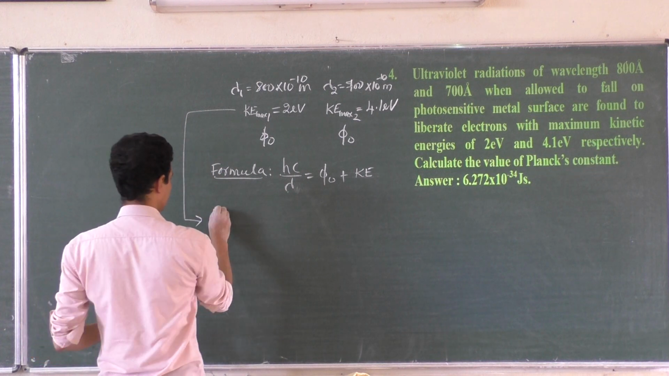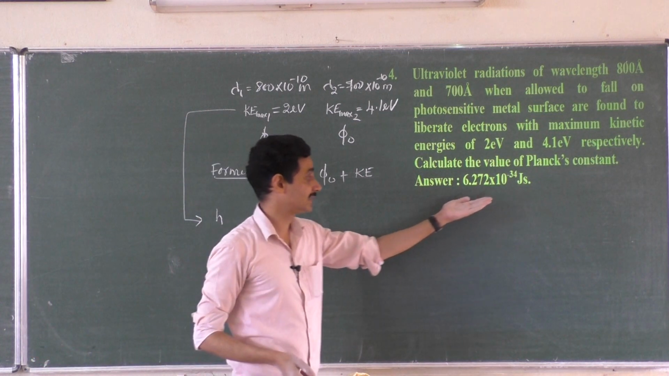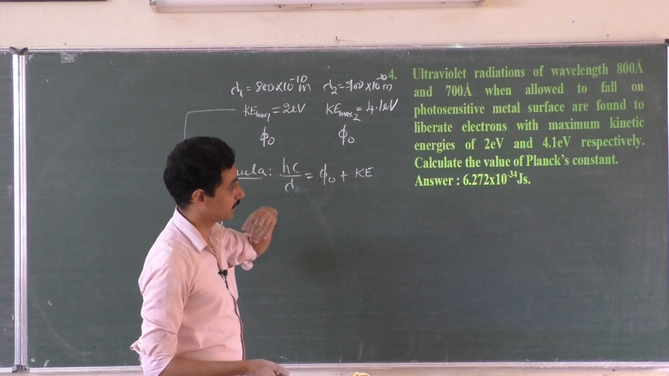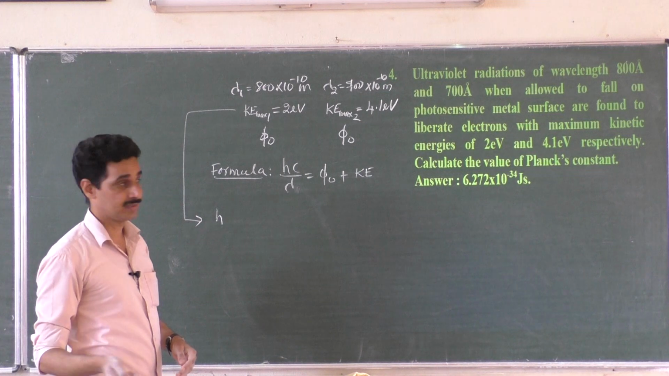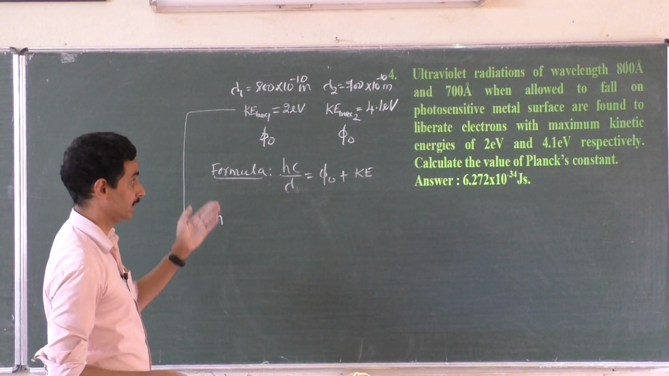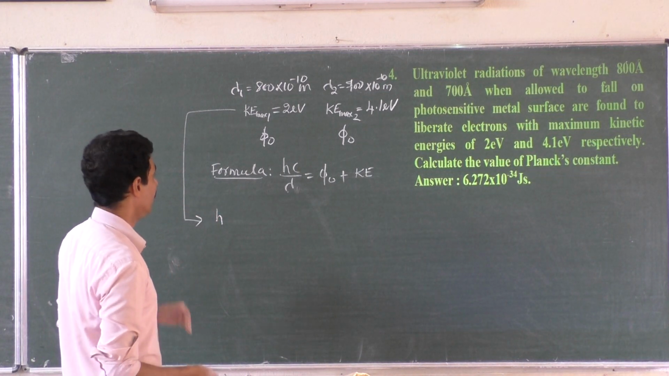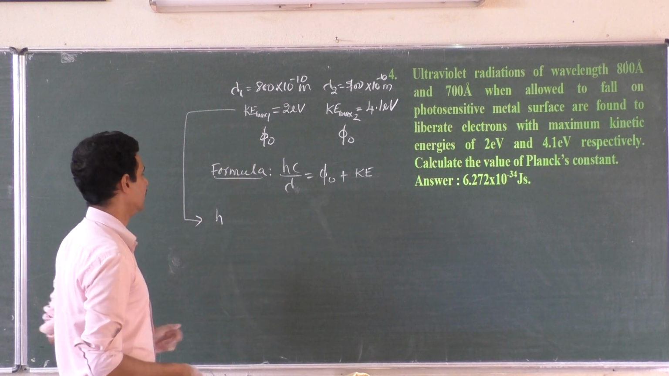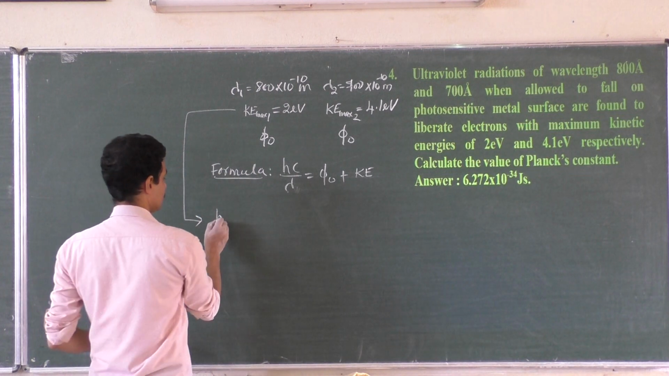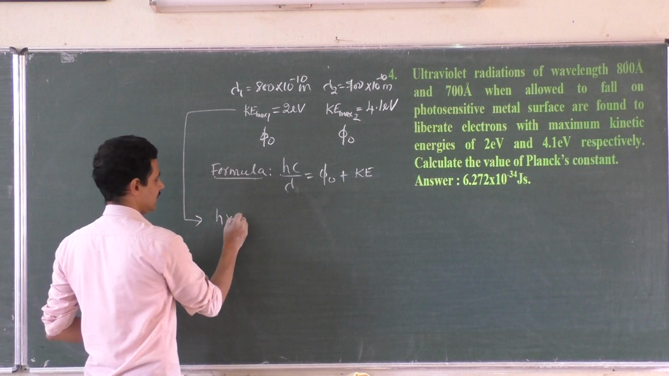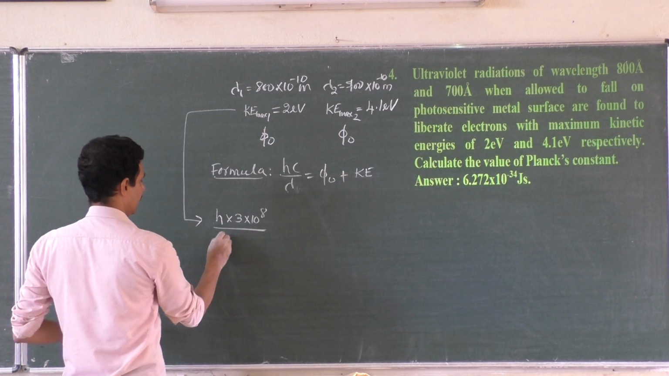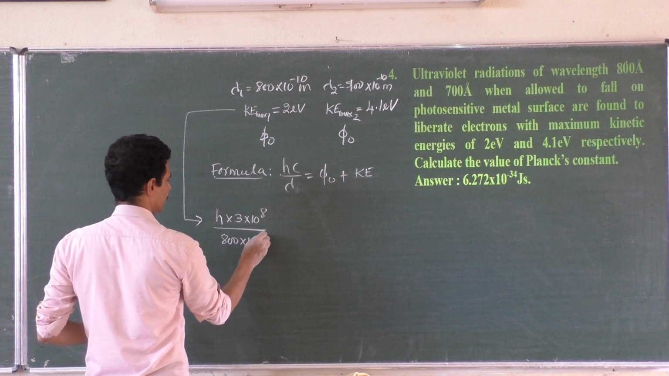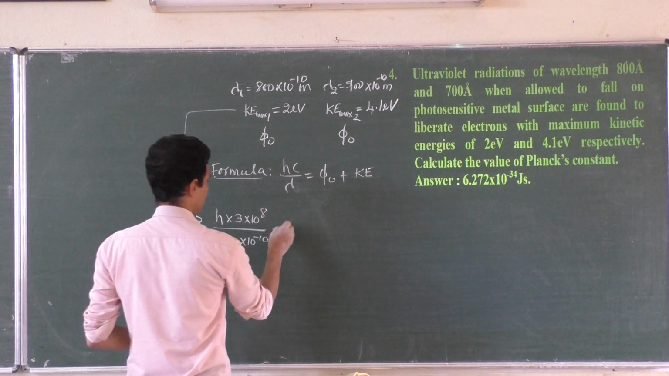hc by lambda, h we don't know, we have to get this answer, right? It is 6.2 you are getting, okay, let it be. It should be 6.6 into 10 to the power minus 34. I don't know, there may be some difference in the data. Whatever it is, let us substitute. Lambda hc, h is to be taken as unknown. C, 3 into 10 to the power 8, divided by lambda 1, 800 into 10 to the power minus 10, plus phi naught.